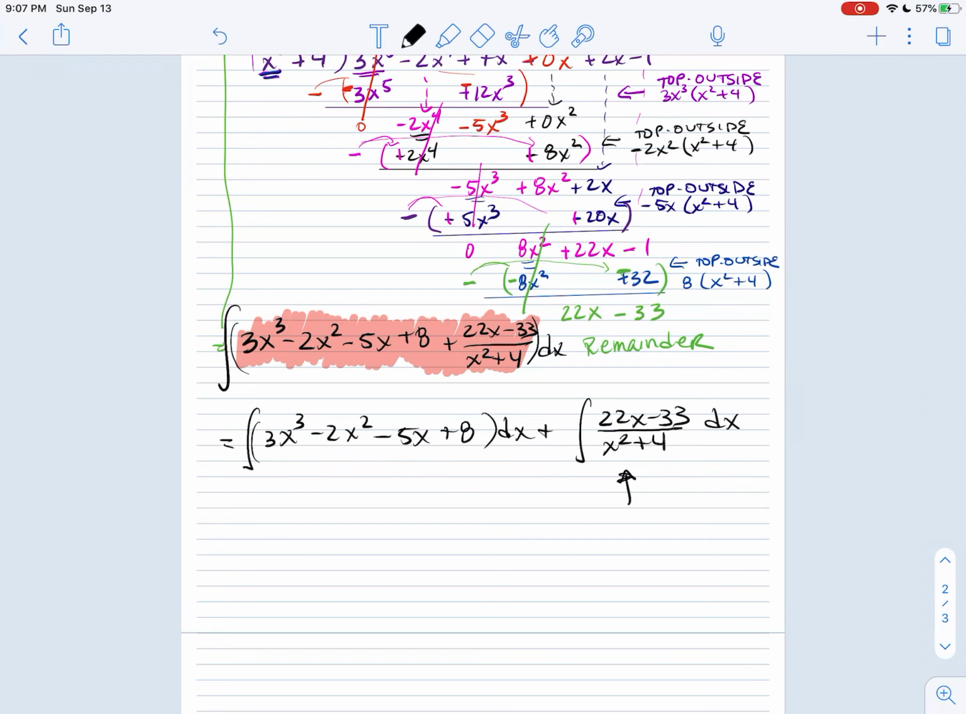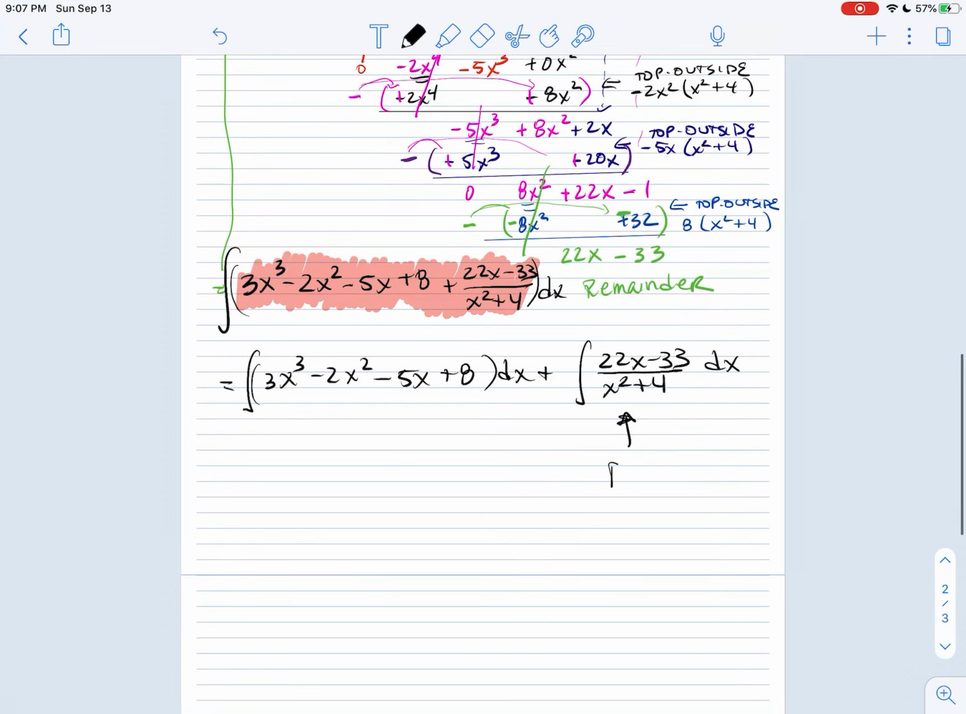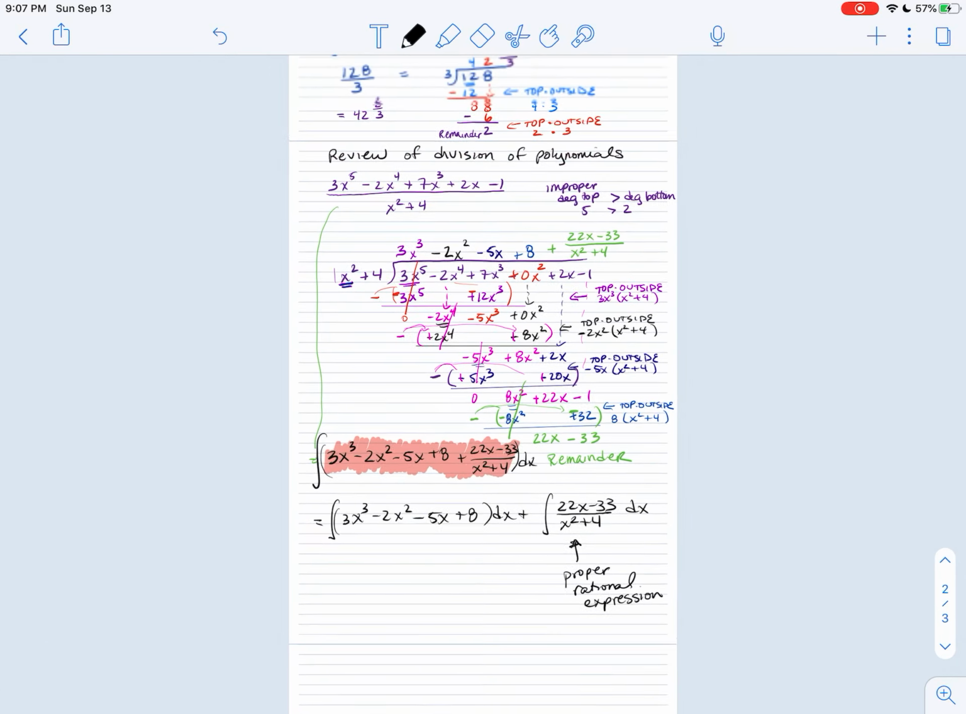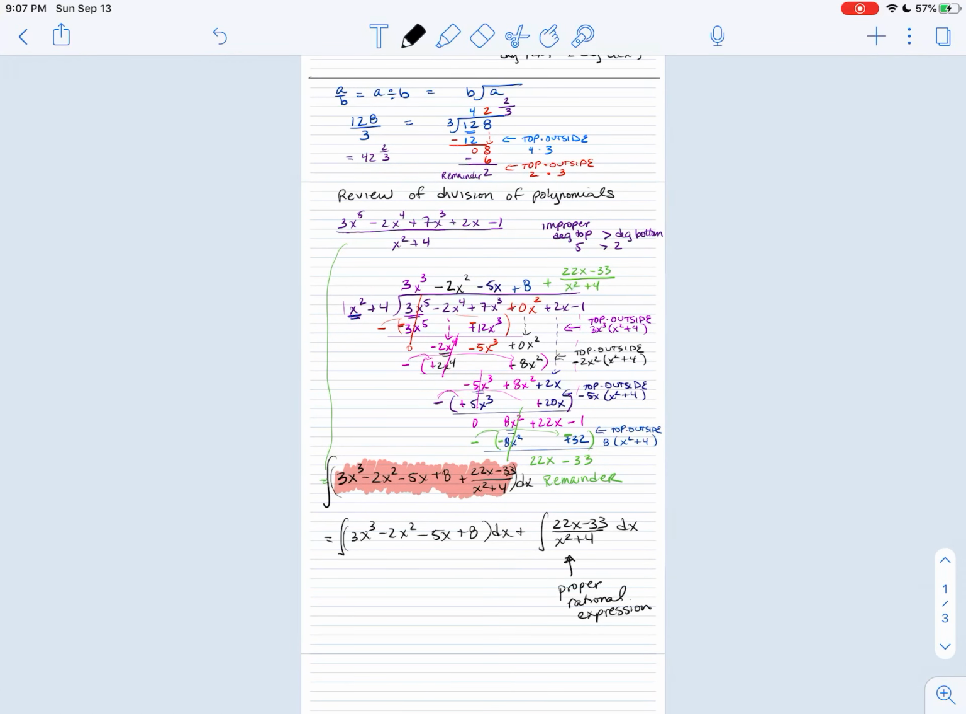But now this would apply because now this is a proper rational expression. More to come on partial fraction decomposition method for integration. So hopefully that was helpful in preparing you for that section, and there you have it.